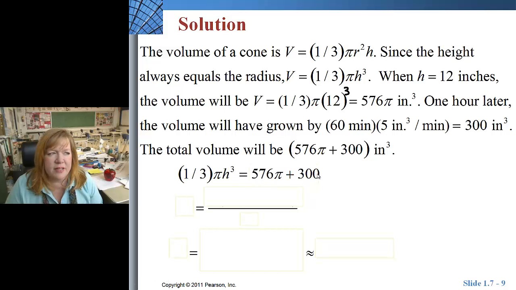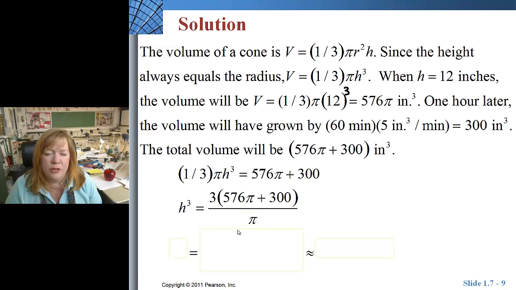And notice I just leave that the same. So the question is, how do you solve this equation? The hard part is done. The hard part is getting to the equation. So we're going to multiply both sides by 3 in order to get rid of the 1/3. And we're going to have to divide by pi in order to get rid of the pi on this side. So this is where they get this. h cubed equals 3, that took care of the 1/3, times the quantity 576 pi plus 300. Then we're dividing off the pi so that we get h cubed by itself.